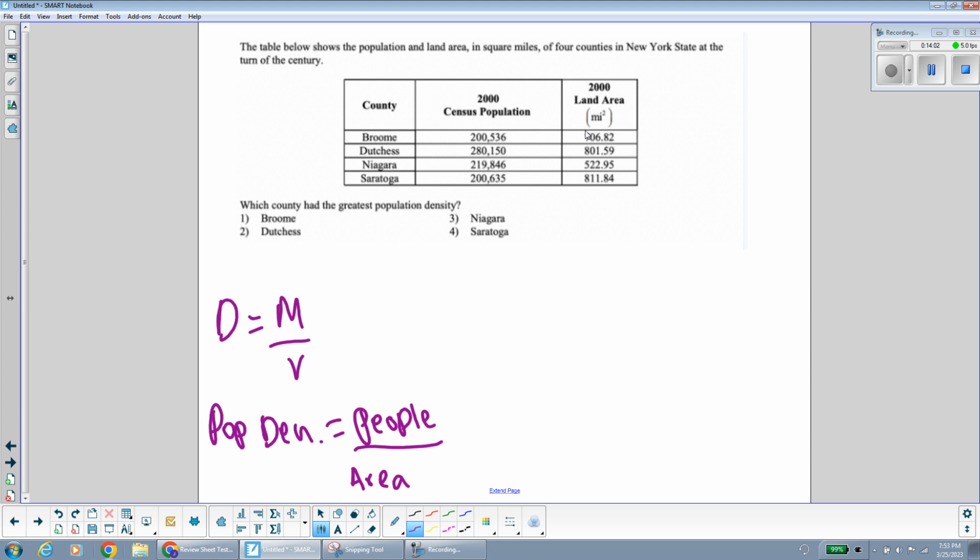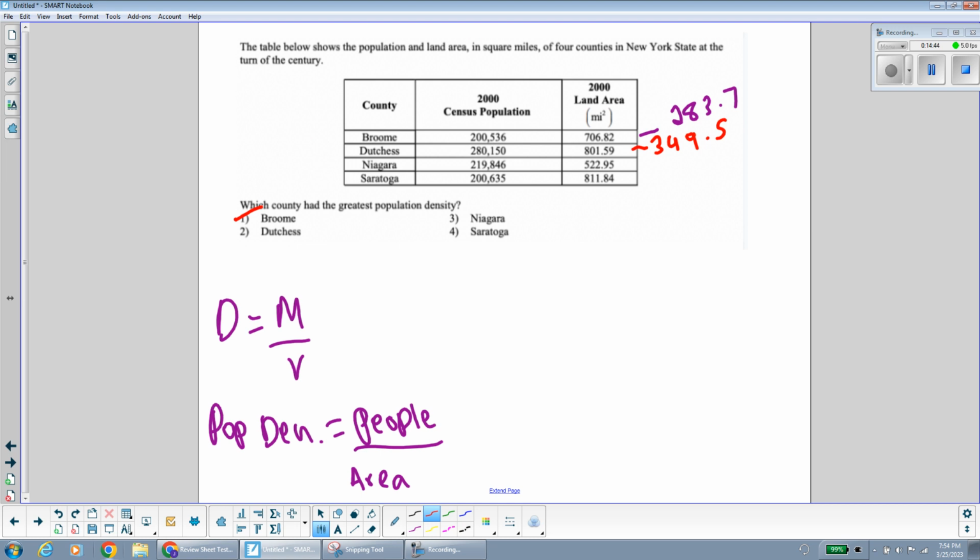So on my calculator, I'm going to do the first one, 200,536 divided by 706.82. And I got for the first one approximately 283.7. Okay, for the second one, 280,150 divided by 801.59. And I got approximately 349.5. So already this second one has a bigger population density than the first one. So answer choice 1 is out already. Let's move forward to the next one.